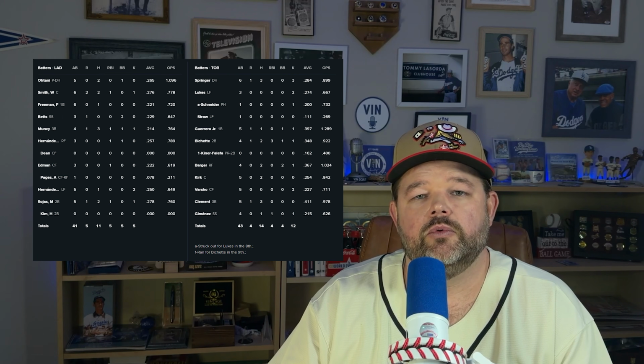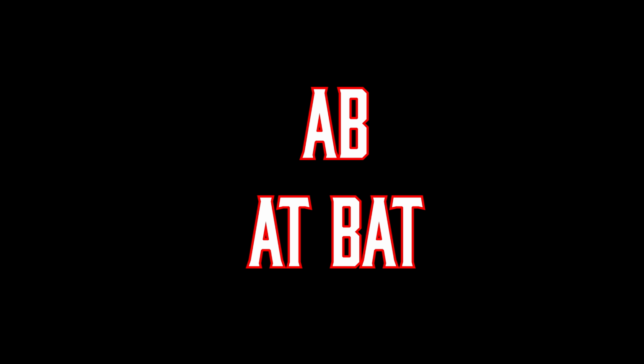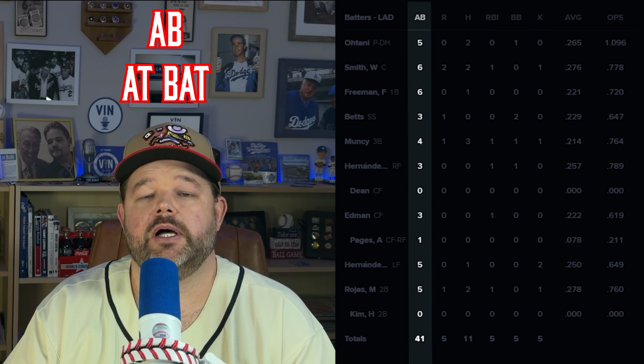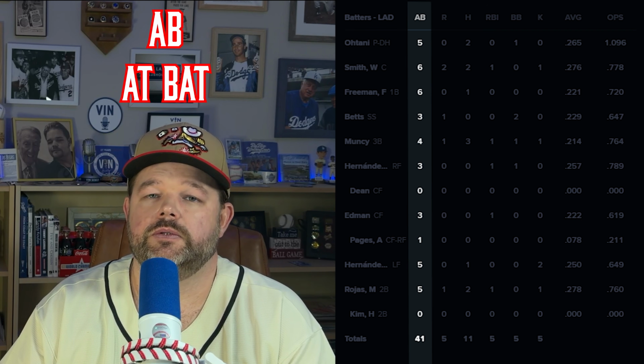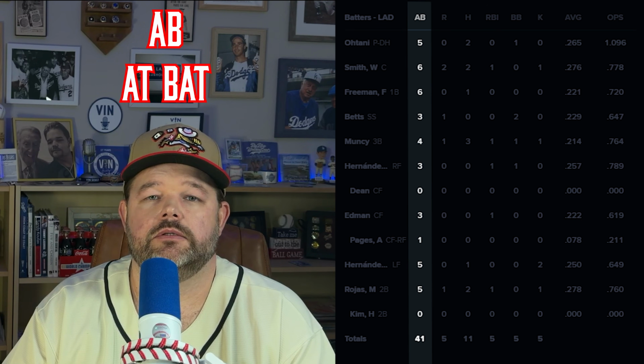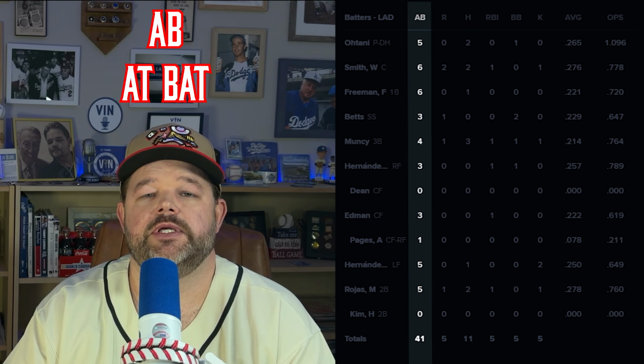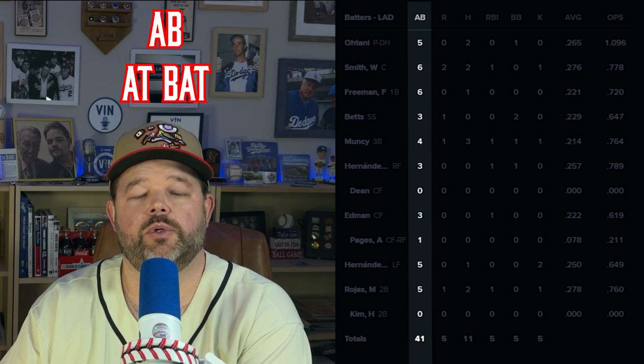And the first stat we're going to start with, AB, or at-bat. At-bat is any time a player comes up into the batter's box and has a result. Whether that's a hit, an out, a strikeout, an error, anytime a player has something happen that either results in a base runner or an out.